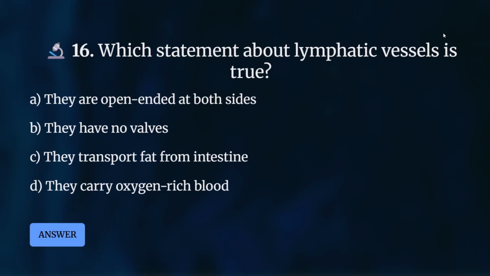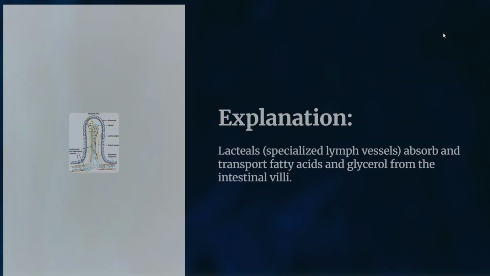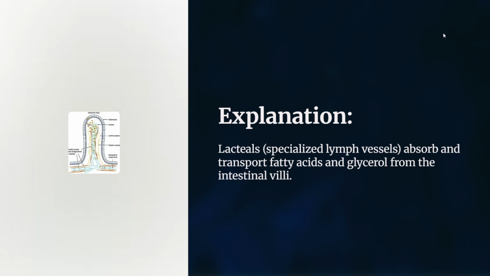Question number 16. Which statement about lymphatic vessels is true? The options are A. They are open-ended at both sides, B. They have no valves, C. They transport fat from intestine, and D option is that they carry oxygen-rich blood. Correct answer is option C, that they transport fat from intestine. Lacteals, which are specialized lymph vessels, absorb and transport fatty acids and glycerol from the intestinal villi.